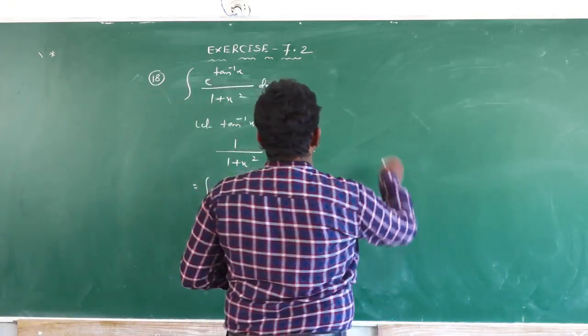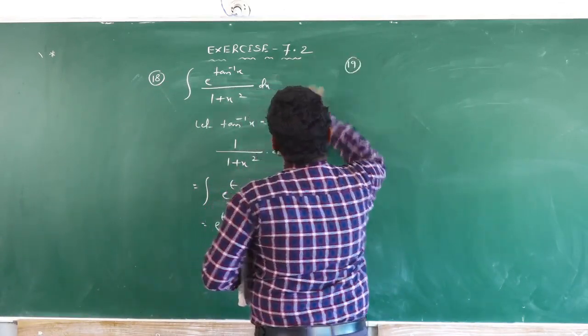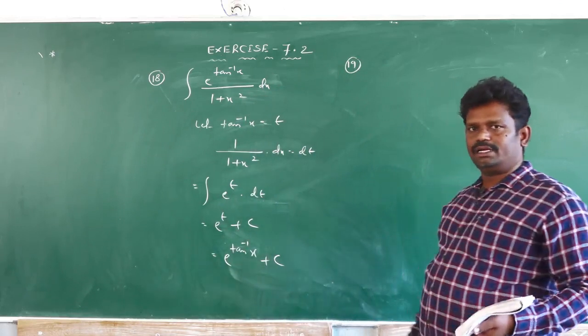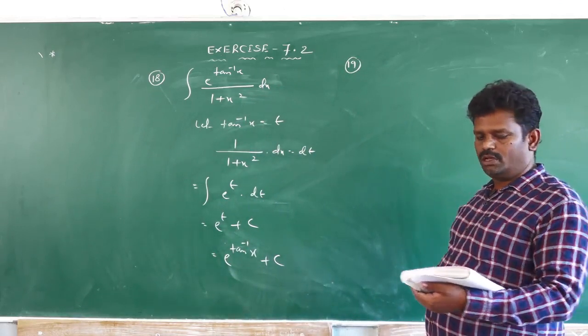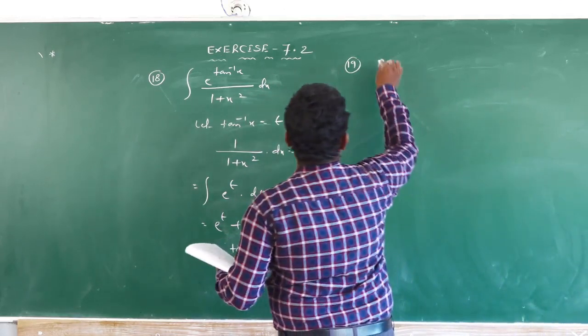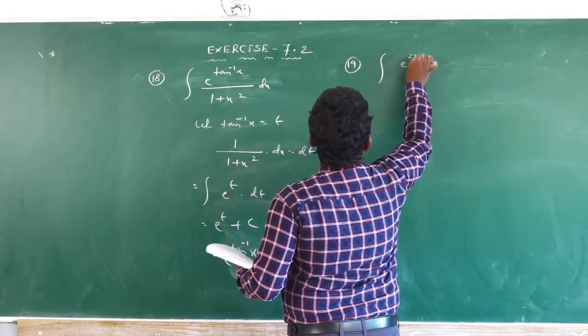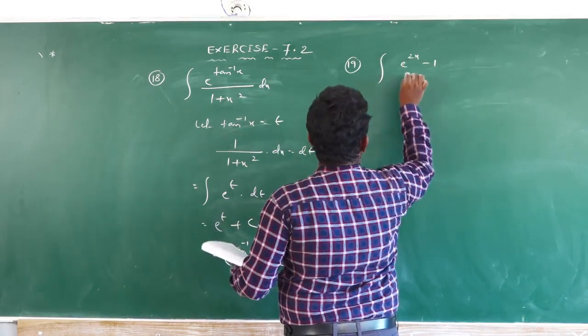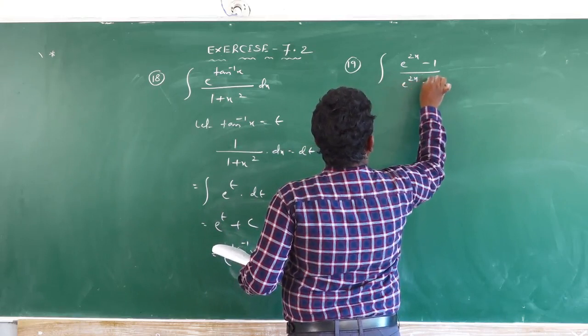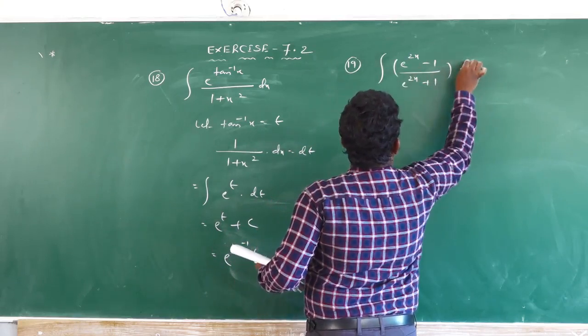So next, 19th, Sima. Bits 18 and 19 are also previous 1 mark questions. Here it is given: integral e power 2x minus 1 by e power 2x plus 1 into dx.